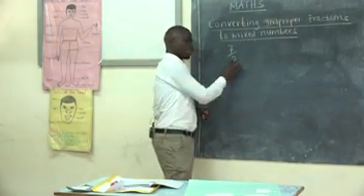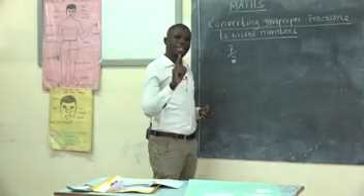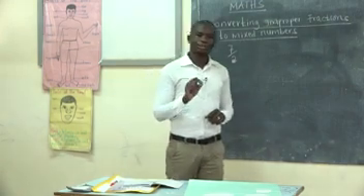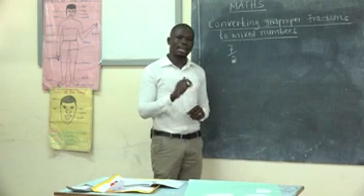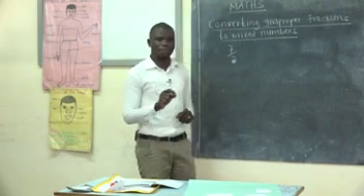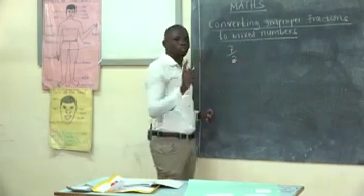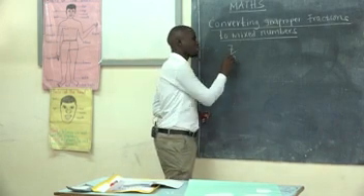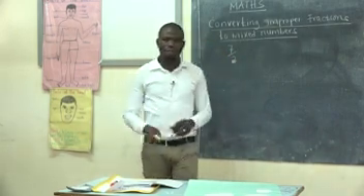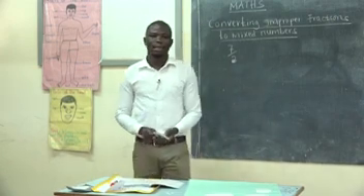Looking at the denominator, it is 2. When the denominator is 2, it shows halves. When it's 3, it shows thirds. When it's 5, it shows fifths. So we have 2, which is showing halves. So how many halves do we have here? We have 7 halves. We are going to convert into a mixed number.